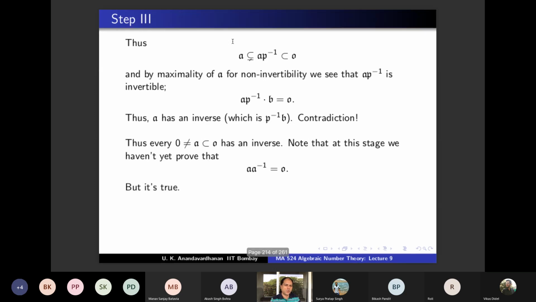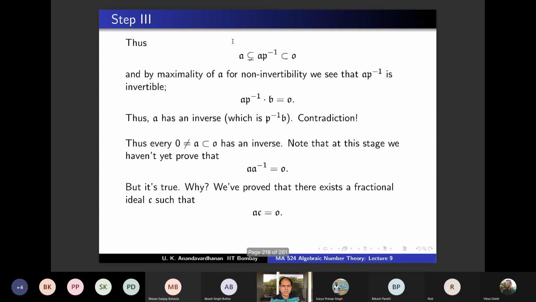But it's easy now. What we know is there is a fractional ideal, let us say C, such that A times C is O, because that's what we claimed and proved. So A times C is O. Clearly C is contained in A inverse, because A inverse consists of those elements X such that X times A is contained in O. So if X belongs to C, then X times A is contained in O. So C is contained in A inverse is obvious by the definition of A inverse. So we have to show the other way. I want to show that A inverse is contained in C.